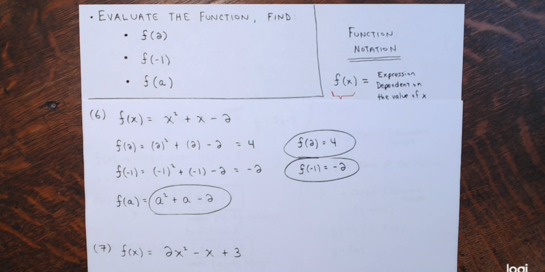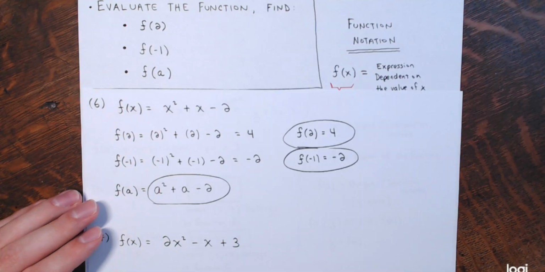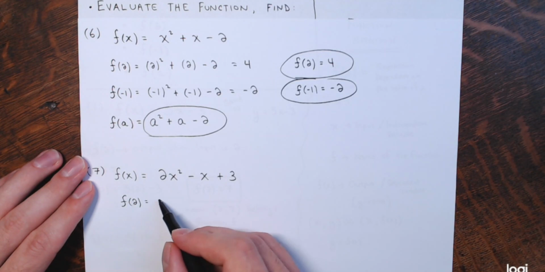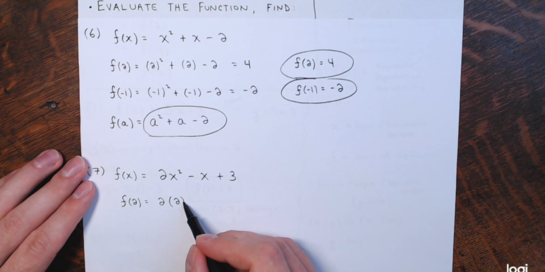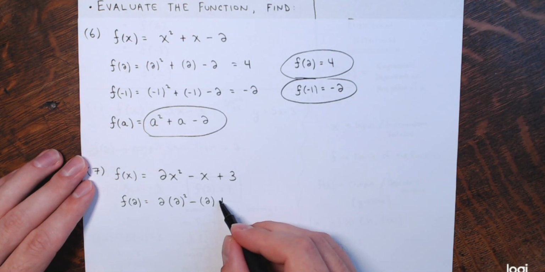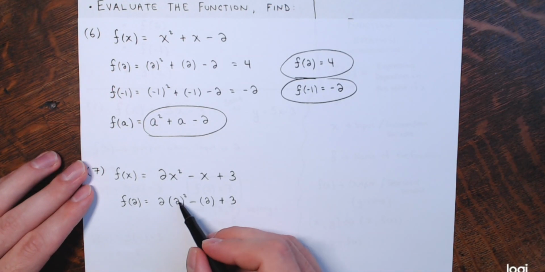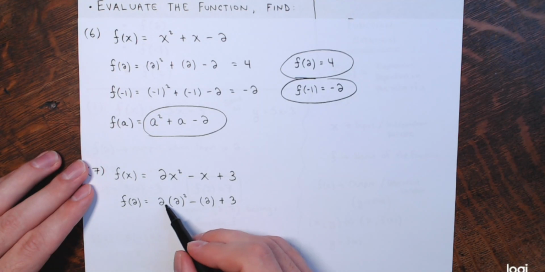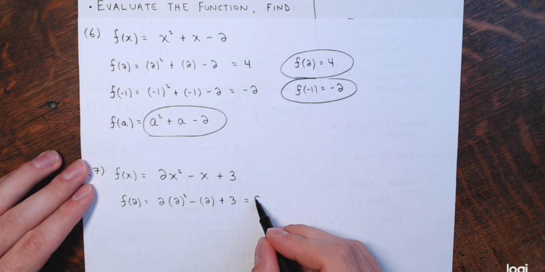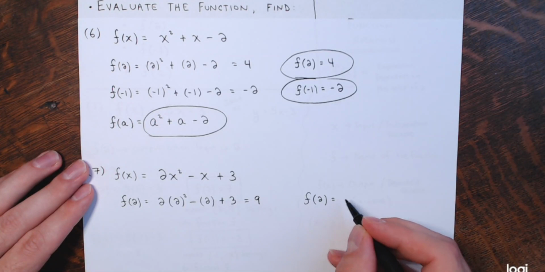Examples 7 and 8. All right, example 7, the same three values are being asked for: f of 2, f of negative 1, and f of a. So f of 2, right, that'd be 2 times, and then instead of x squared, right, 2 squared, minus, instead of x, I got minus 2, and plus 3. Square first, that'd be 4, then multiply. 2 times 4 is 8, then 8 minus 2 is 6, 6 plus 3 is 9. Right, so the value of this function when the input is 2 is 9.